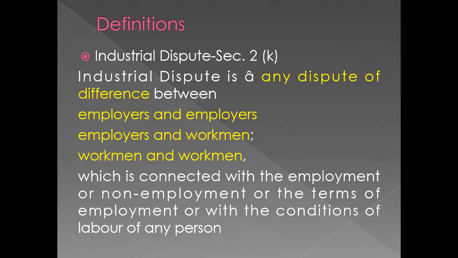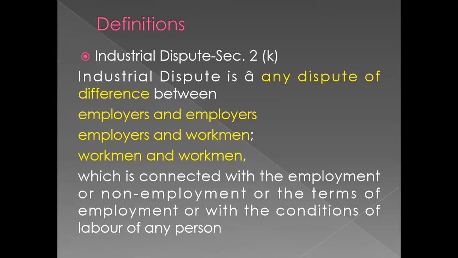Now we'll see some of the important basic definitions of the Act. First, what is an industrial dispute. Section 2K: an industrial dispute is any dispute or difference between the parties, that is, employer and employer, employer and workman, and workman and workman. These are the 3 parties. It must be connected with employment or non-employment, or the terms of employment, or the conditions of labor of any person. In such conditions, if there is any difference, then only it is called an industrial dispute.